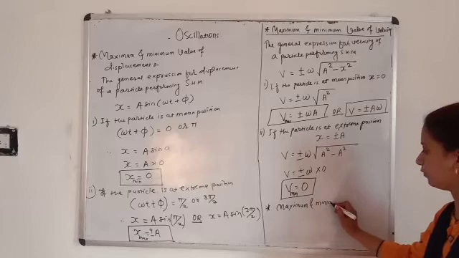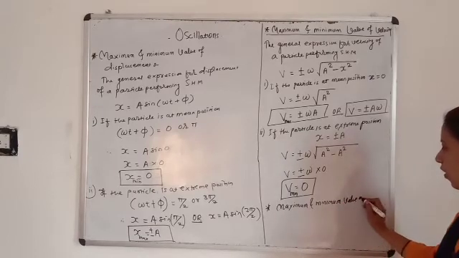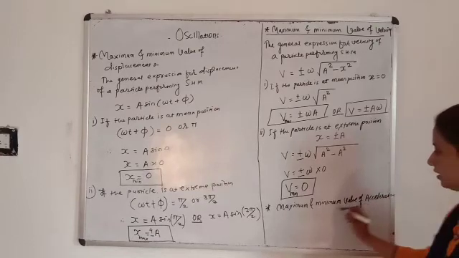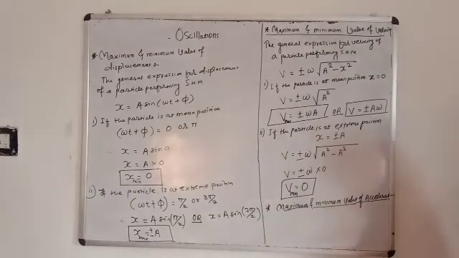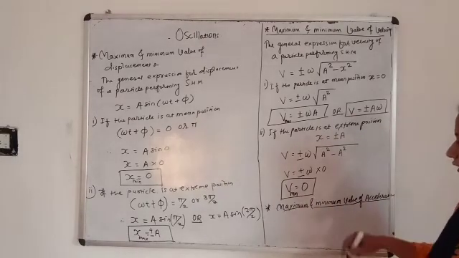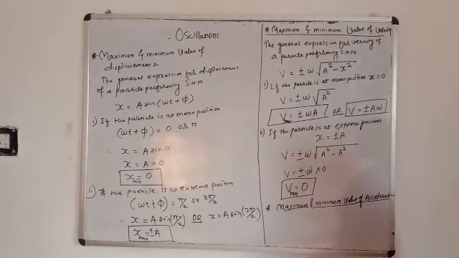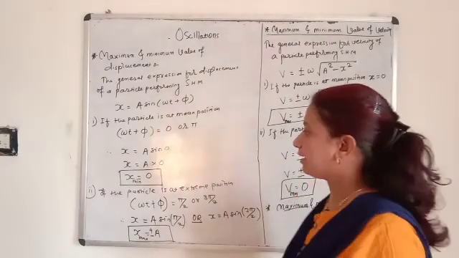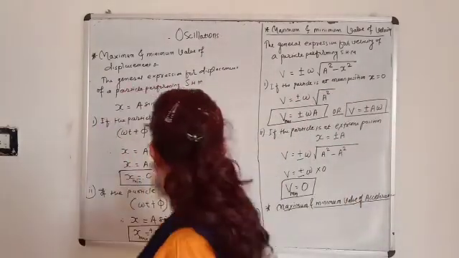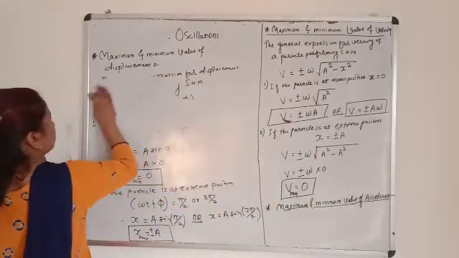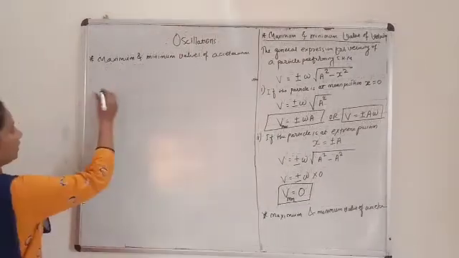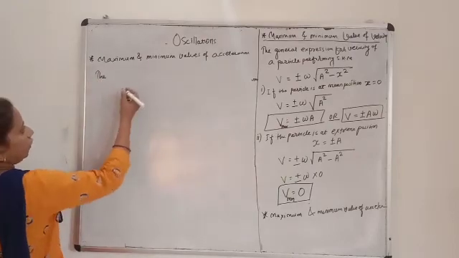maximum and minimum value of acceleration. So the maximum and minimum value of acceleration if the particle is at mean position and if the particle is at extreme position. So first we see if the particle is at mean position and if the particle is at extreme position. So here we take the magnitude of acceleration here.